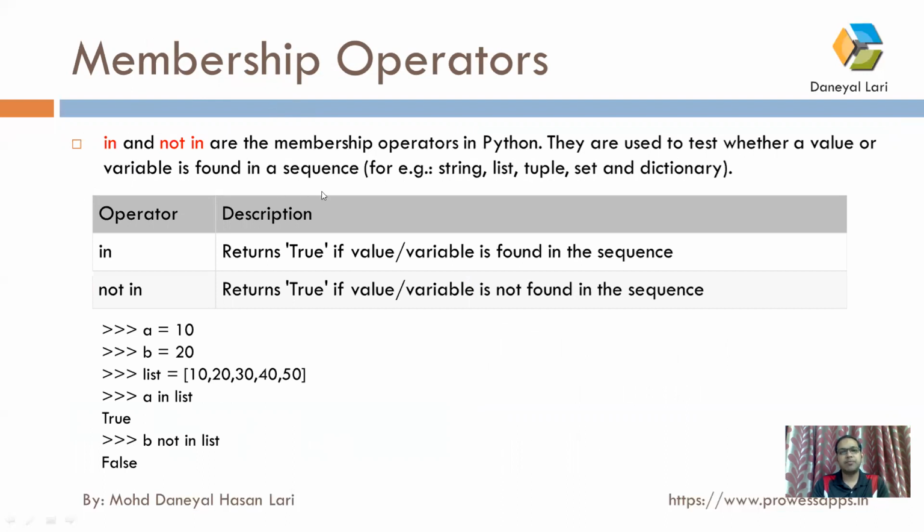Sequence means any object that contains a group of elements. So a string can be a sequence because it is a group of characters. A list can be a sequence because it can contain more than one value at a time, and the values could be of any type. Tuples, sets, and dictionaries are also sequences.